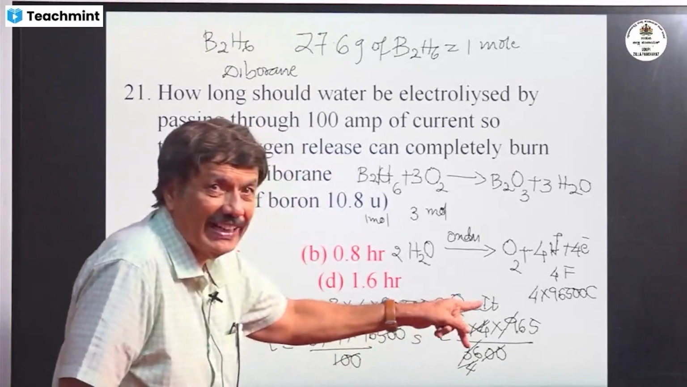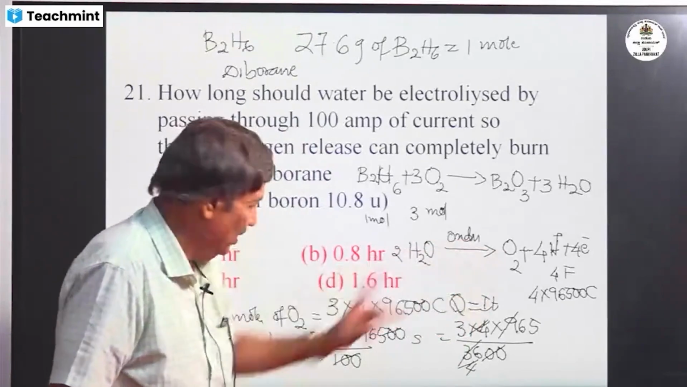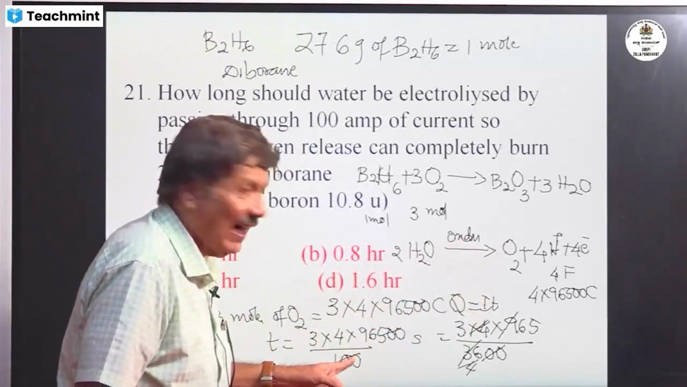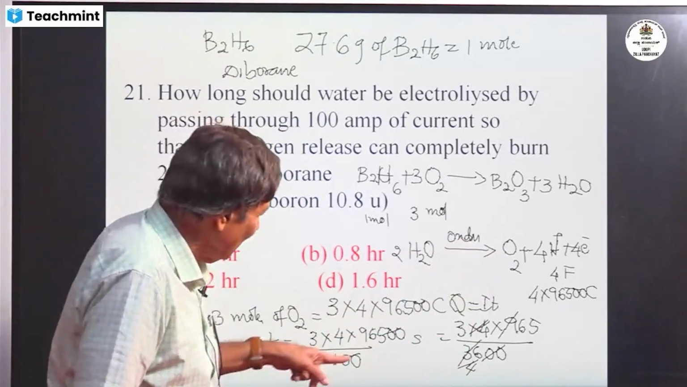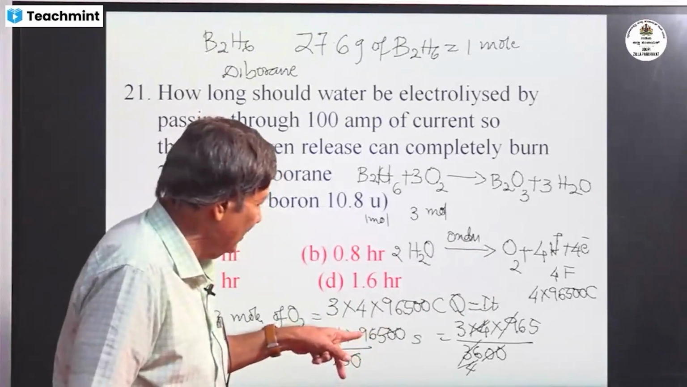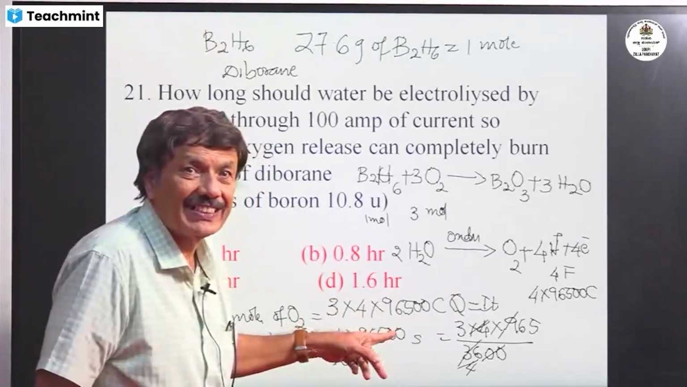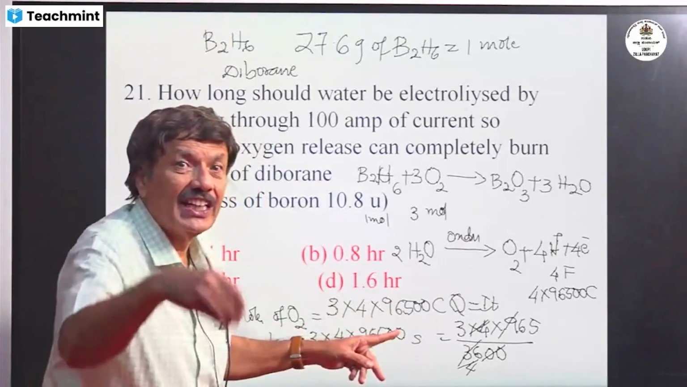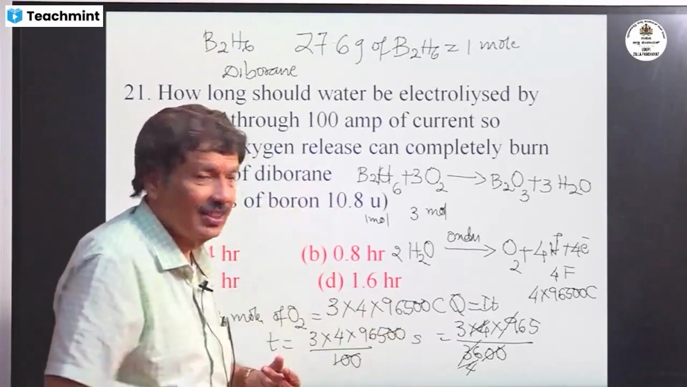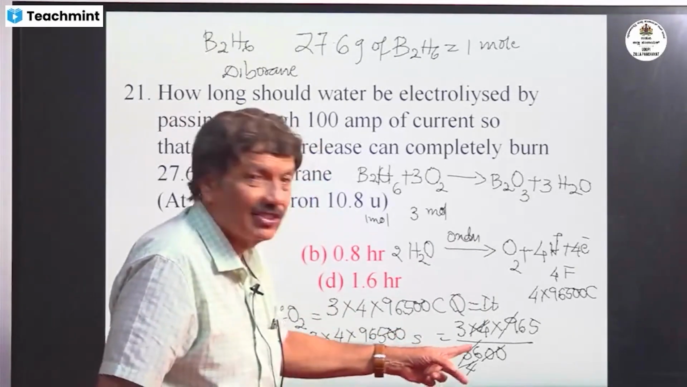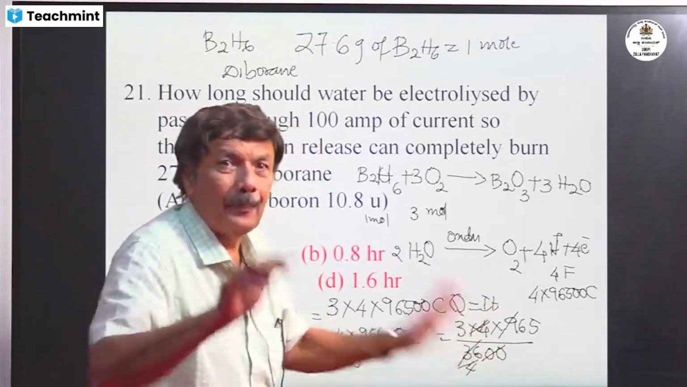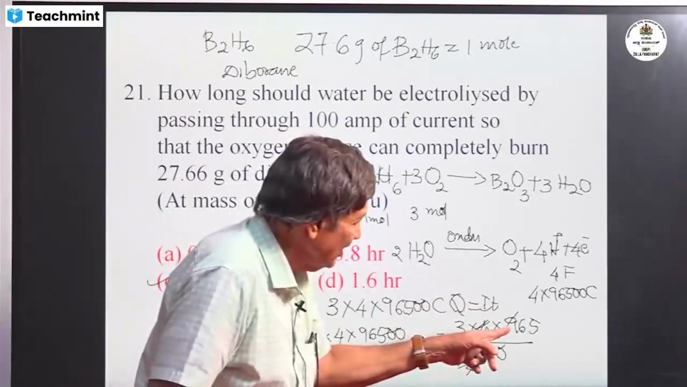Q is equal to IT. What I want is time. T is equal to Q by I. I is 100 amperes. First side you remove these 2 zeros. 965. 3 into 4 into 965. What you are getting is here in seconds. I want it in hours because the answer is given in hours. So you divide by 3600. Again approximation.